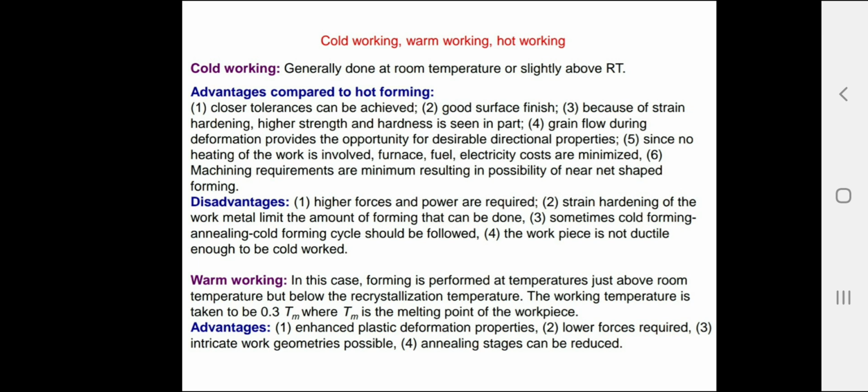Then what are the disadvantages? Higher forces and power are required in cold working. The strain hardening of the work metal limits the amount of forming that can be done. Means if you apply more pressure, the material tends to strain harden. It will not respond afterward, so that's why there is a limit. You have to consider that metal limit. Then sometimes a cold forming, annealing, cold forming cycle should be followed. The workpiece is not ductile enough to be cold worked.